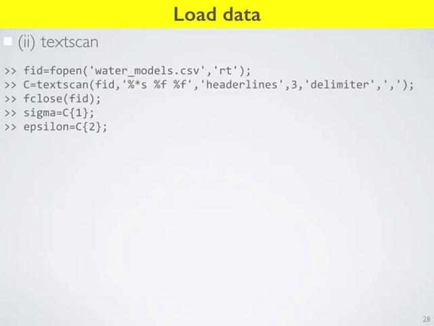The next thing we're going to do is import our data into this variable capital C equals textscan. This is a very important MATLAB function. It imports data from a file. And textscan you can look up in the help and see everything you could care to ever know about textscan. But basically, I always use it in the following way, which is to just give the file ID, the format string, the number of header lines to expect, and the delimiter to use.